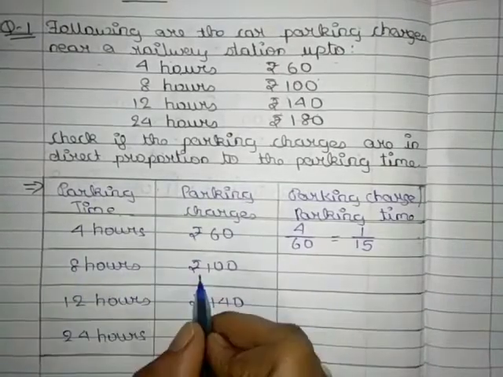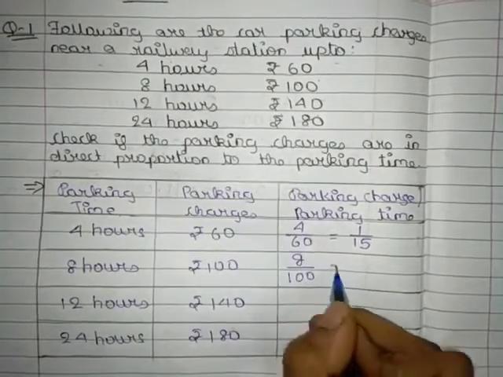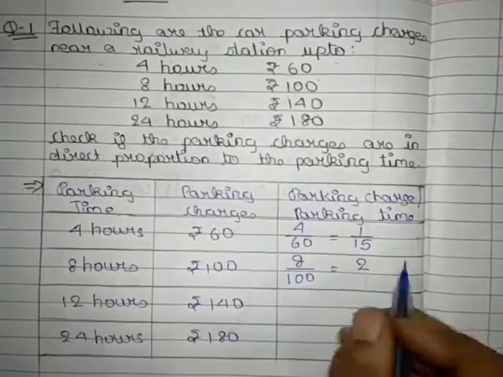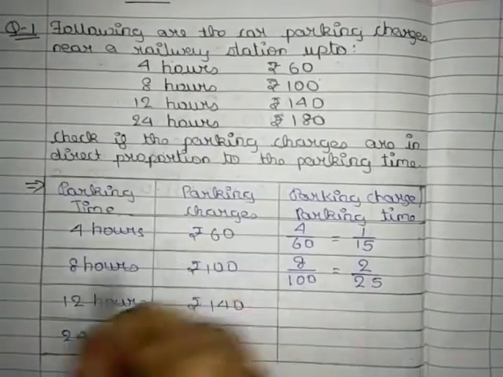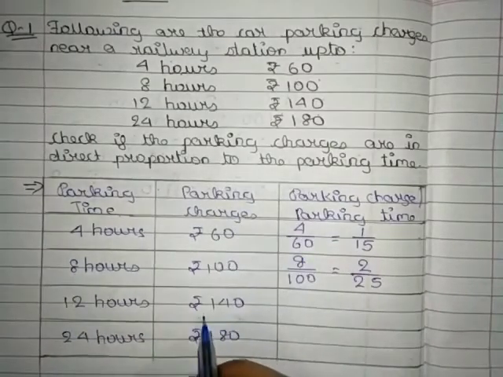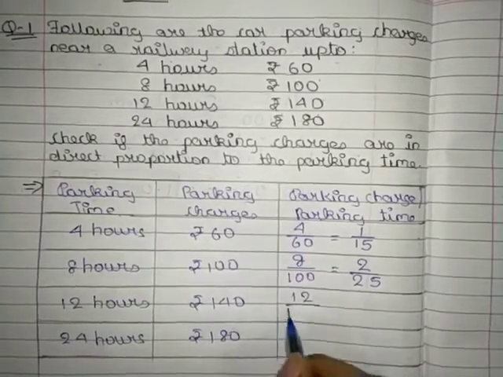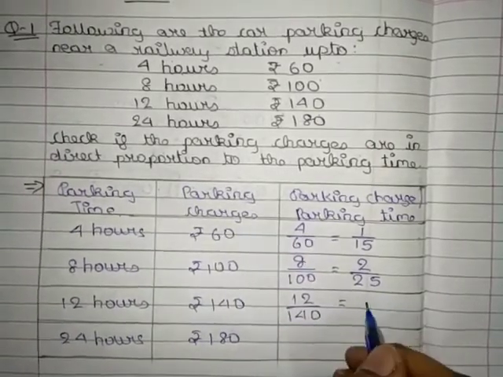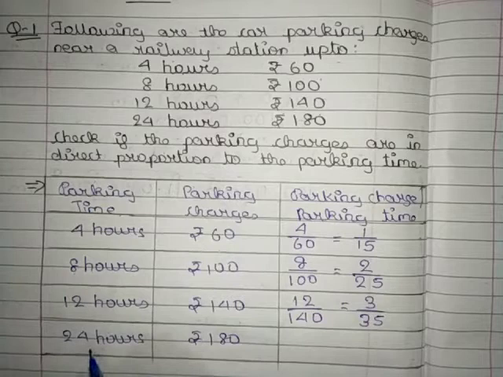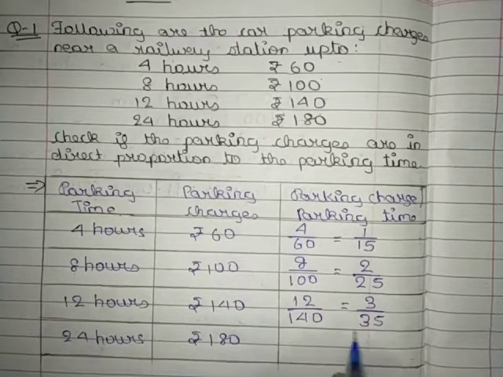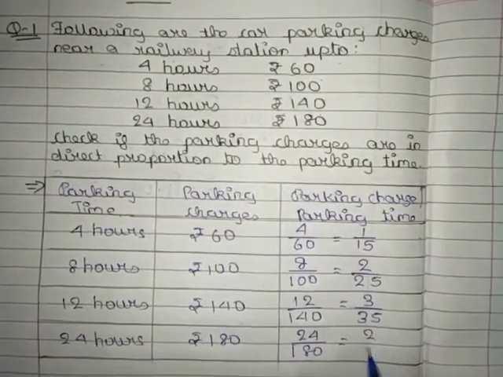Now for 8 hours, it is rupees 100. So 8 by 100, we are getting 2 by 25. For 12 hours, parking charges will be 140 rupees. So it would be 12 by 140, that is equal to 3 by 35. Now for 24 hours, it is rupees 180. So 24 by 180, that will be equal to 2 by 15.